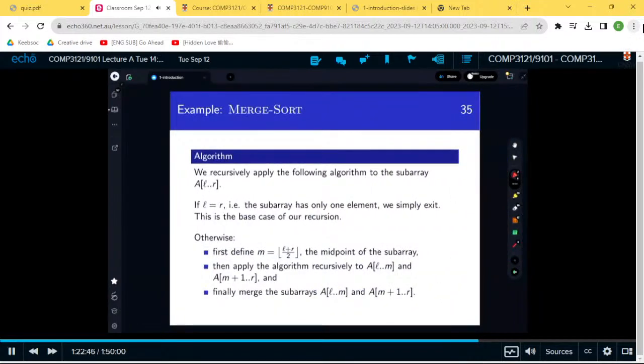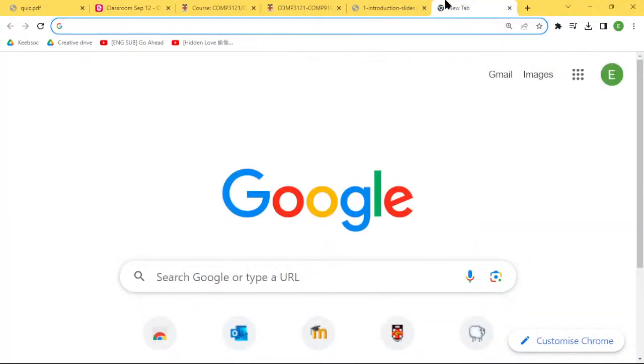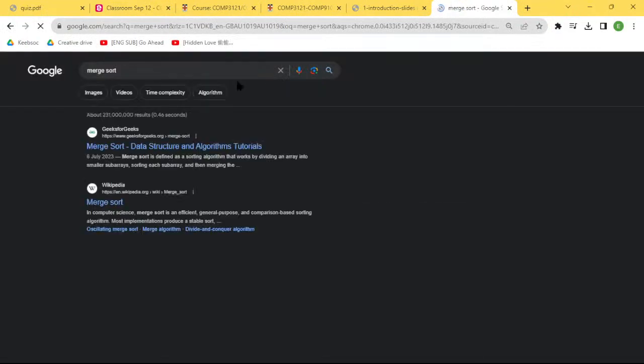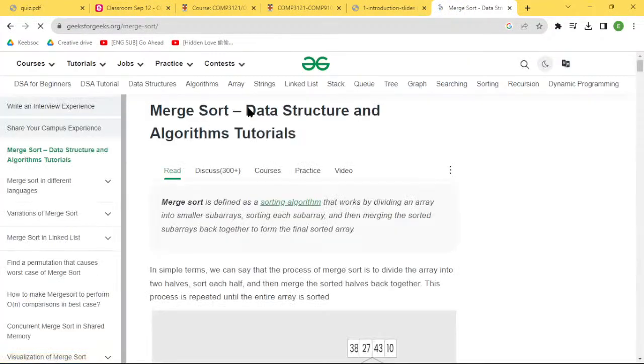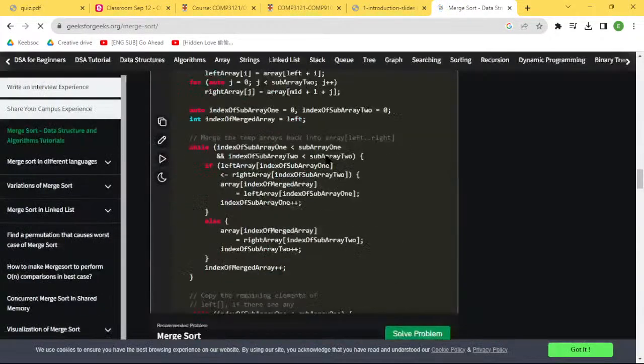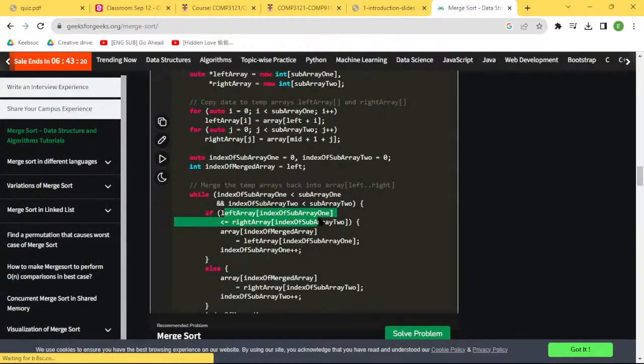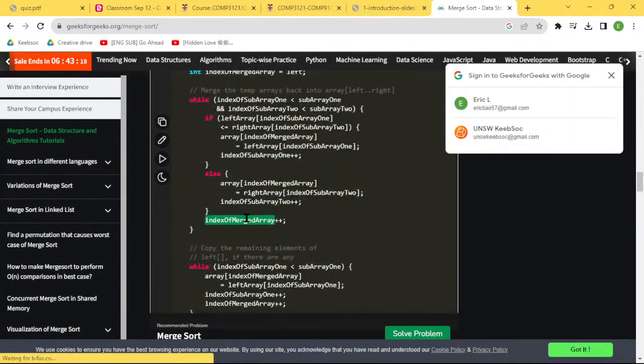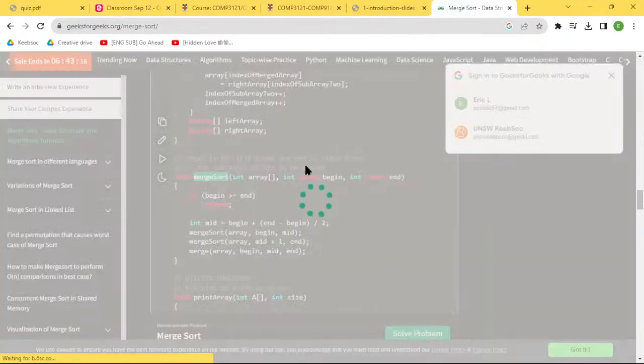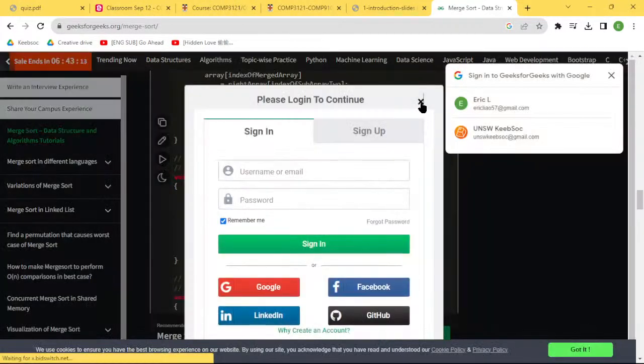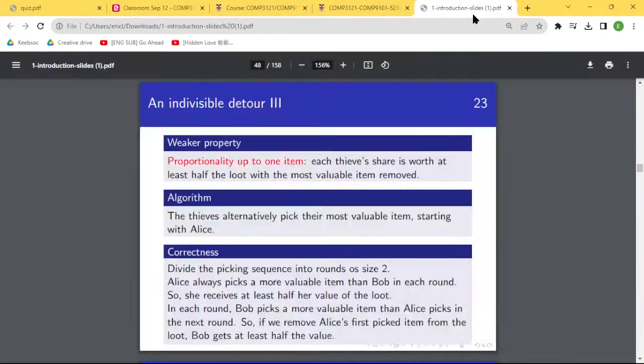As an example, we can consider the merge sort algorithm. This is an algorithm for sorting an array of, let's say, integers, and it is a recursive algorithm. It's a divide and conquer algorithm. Merge sort's recursive? Oh yeah, it is. I remember. It is recursive.